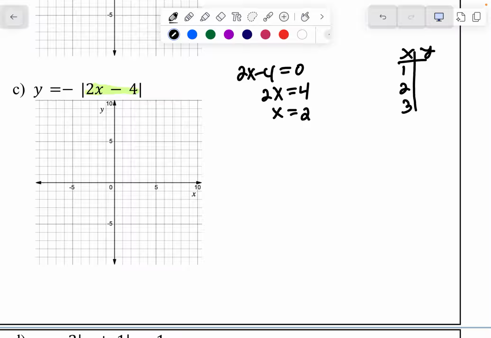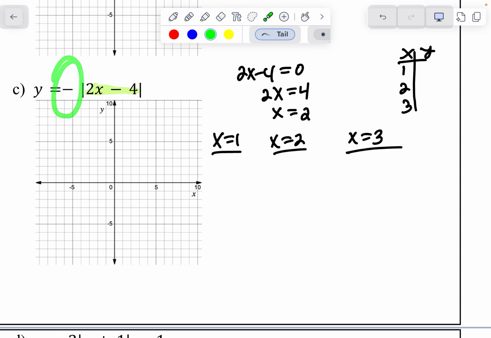So now let's go ahead and plug in and finish our table. We're going to have to plug in 1, 2, and 3. We're just plugging that back into the original, following our rules of absolute values. This negative in front will make every single one of these values negative because this will be a positive, and that will be the opposite of it. And so for every one, we should expect to get a negative value.